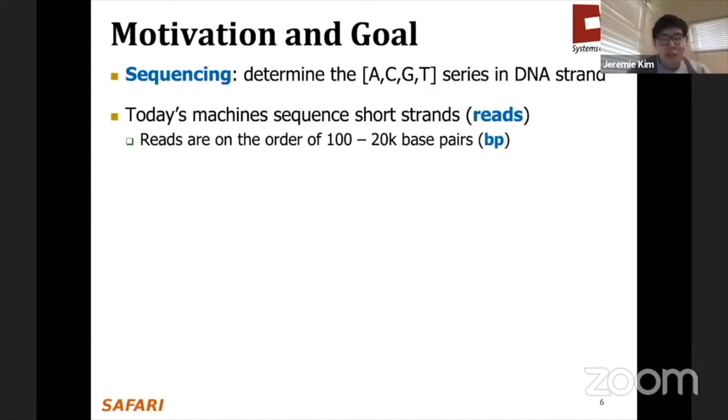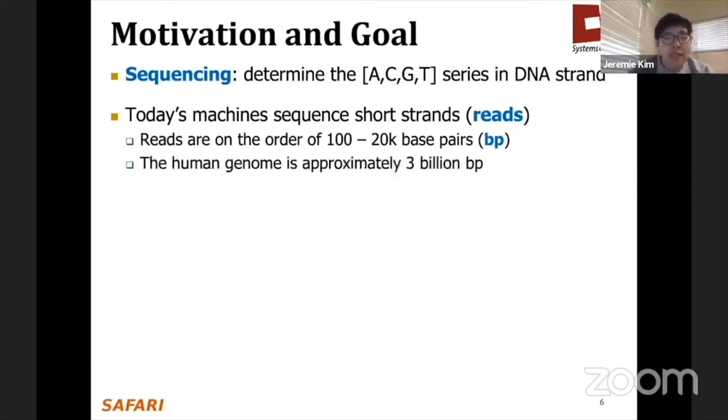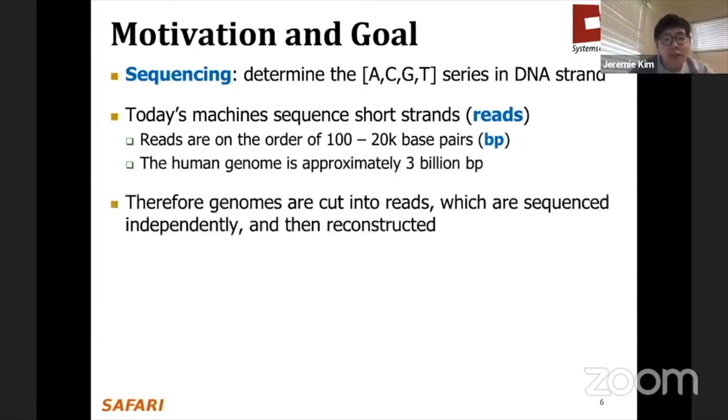As a general rule of thumb, sequencers that result in longer reads are more expensive and produce more erroneous reads, whereas the ones that produce shorter reads are cheaper and are more accurate. And so that's why we're basically focusing on these shorter reads in our paper. And the human genome is approximately 3 billion base pairs. Therefore, the genomes must be cut into reads, which are sequenced independently and then reconstructed.